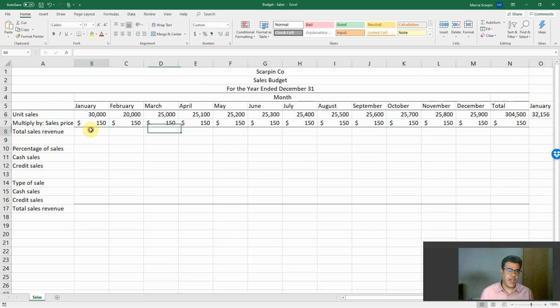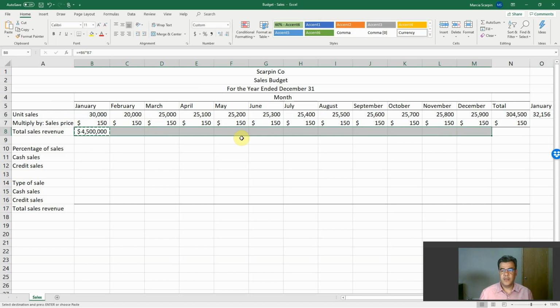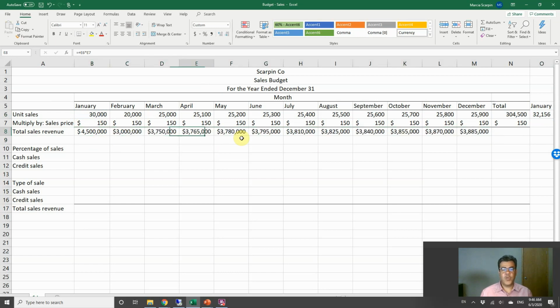Okay, so here, if we have unit sales multiplied by sales price, we have our total sales revenue. So 4.5 million for January, and then we copy and paste until December. And then for the total, we can also copy and paste the same formula.